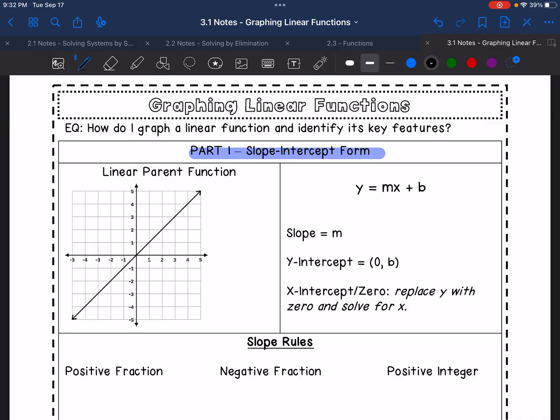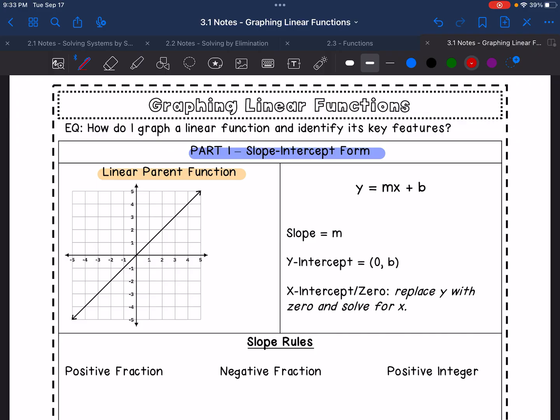Our lines are linear functions. And so let's talk about what the linear parent function looks like. So a parent function is like the OG. It's the original function that hasn't had anything multiplied or added or subtracted to it. Okay, so we can see with this linear parent function, it always looks like this.